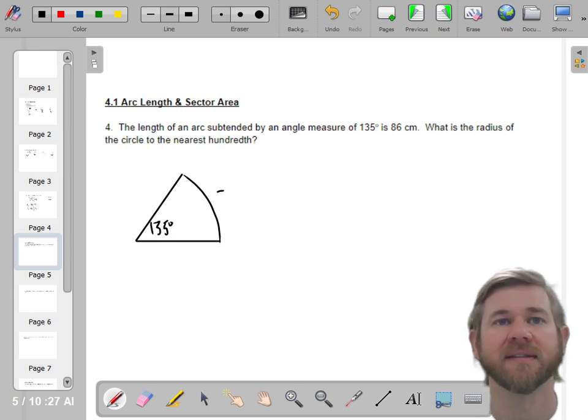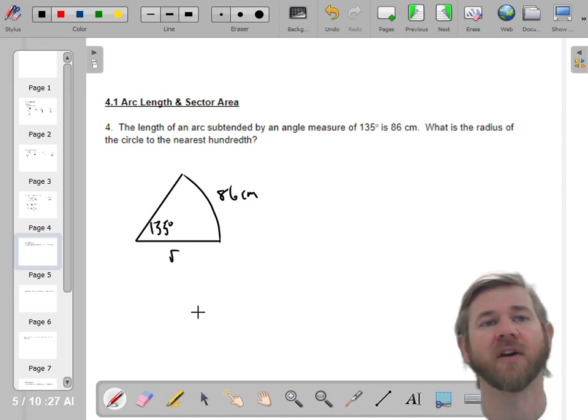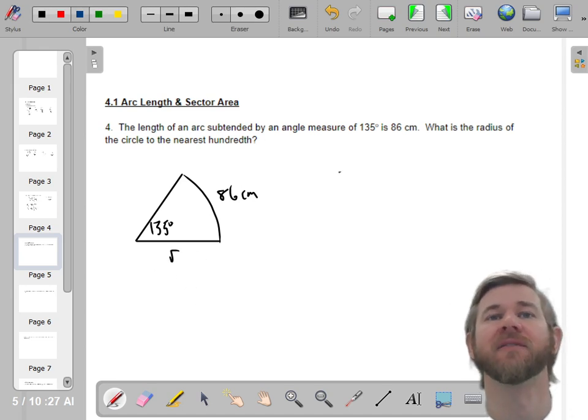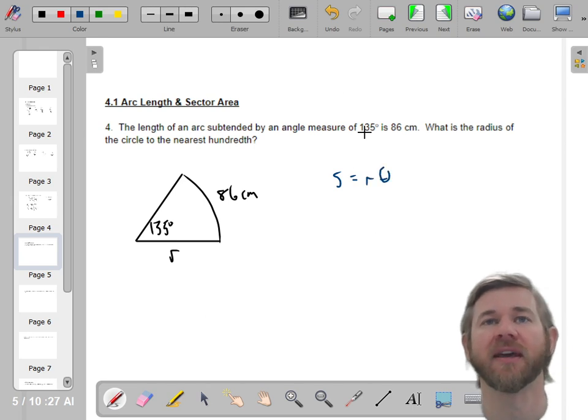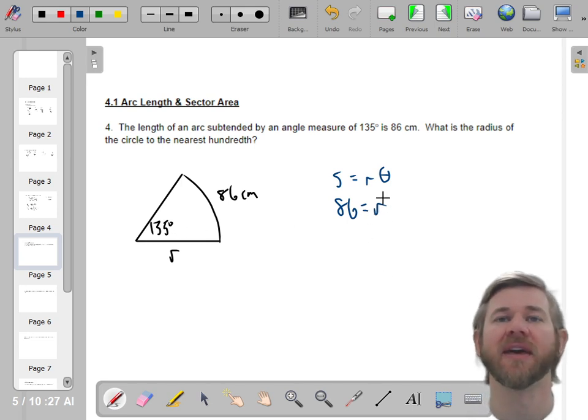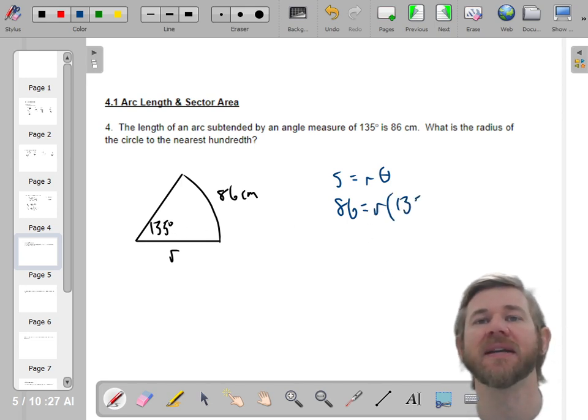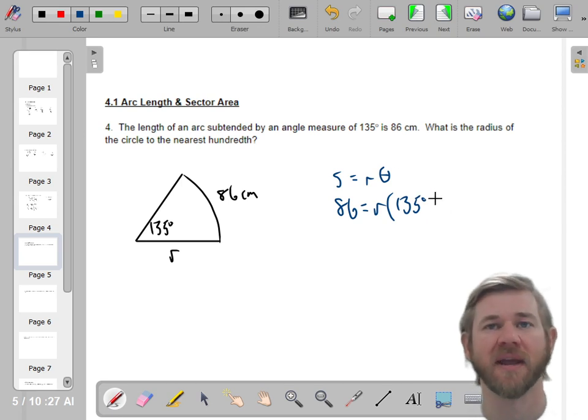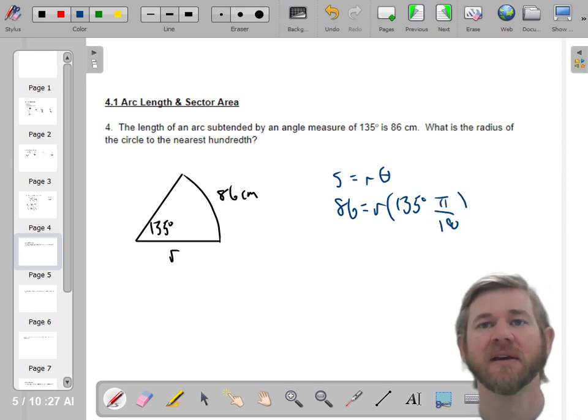And the arc length is 86 centimeters. So sweet, very well drawn to scale. We're trying to find the radius. Remember the formula for arc length is S equals R theta. We know S, 86. We don't know the radius, that's the unknown, and we know theta. But remember, theta is in degrees. These formulas only work if theta is in radians, so let's multiply by pi over 180.